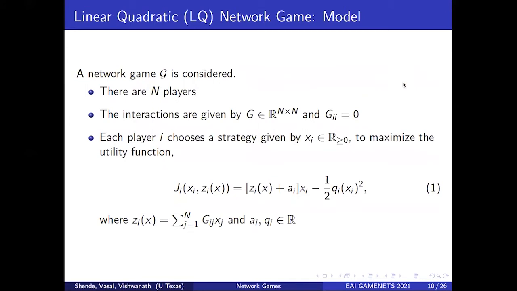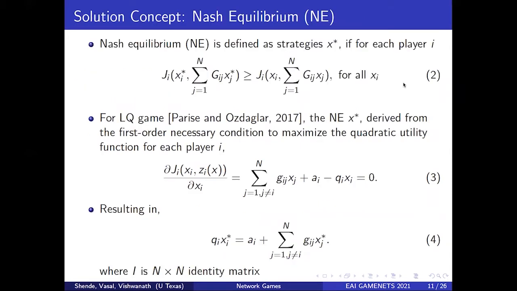We now set up our game and define a few network game related components. Network game with n players where the interaction is given by the adjacency matrix G, and each player i chooses a strategy to maximize their utility function. This is a linear quadratic utility function which is dependent on their own strategy as well as their neighbors' strategy. The Nash equilibrium is defined as the strategies which maximize their utility over all the other strategies.